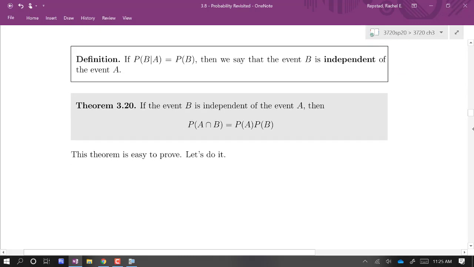Okay, so now that we know about conditional probability, we can talk about whether or not events are independent. We say that the event B is independent of the event A if the probability of B given A is equal to the probability of B. This is sort of like saying that it doesn't matter whether or not A happens, the likelihood that B happens remains the same.